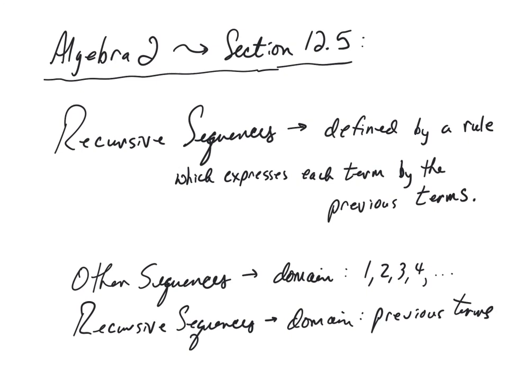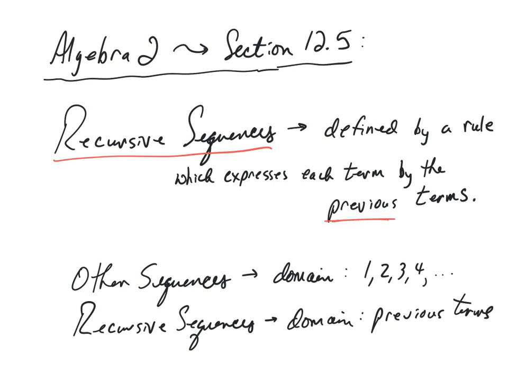All right, today we're going to finish off chapter 12 by looking at one more specific type of sequence, and this one's going to be called a recursive sequence. And this one's going to be quite a bit different than our previous types of sequences because recursive sequences are defined by a rule which expresses each term by the previous terms.